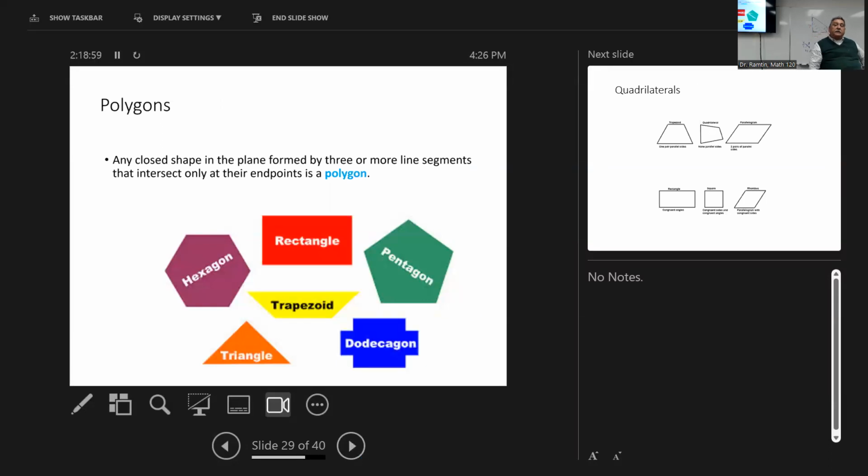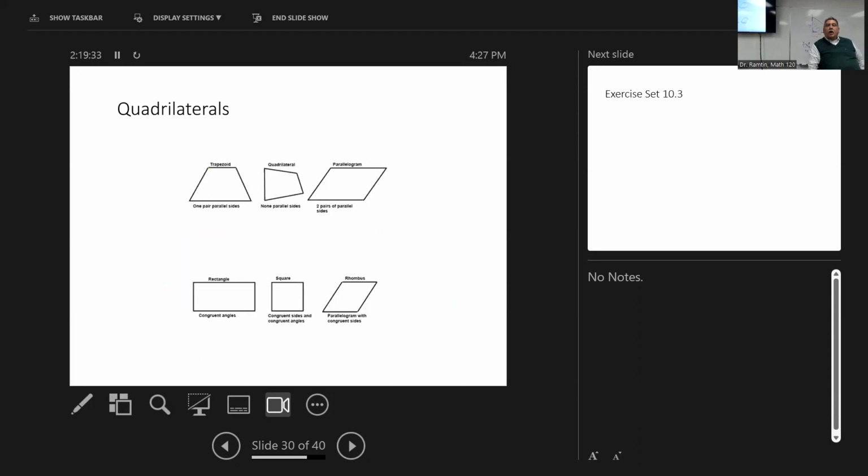So it's important to remember that the height of the triangle, or the altitude, can be outside the triangle. It's from the point to the base. We call these shapes polygons: any closed shape in a plane formed by three or more line segments that intersect only at their endpoints is called a polygon. Then we have these quadrilateral polygons because they all have 4 sides.